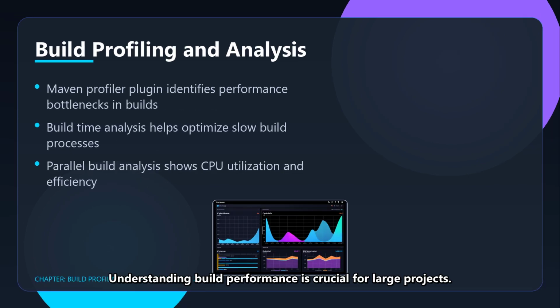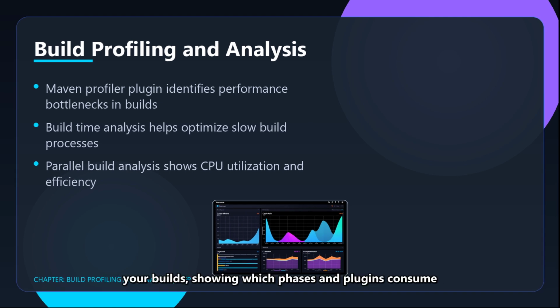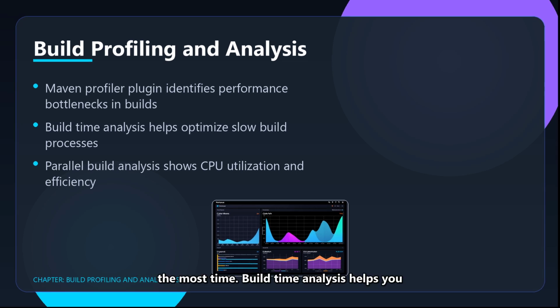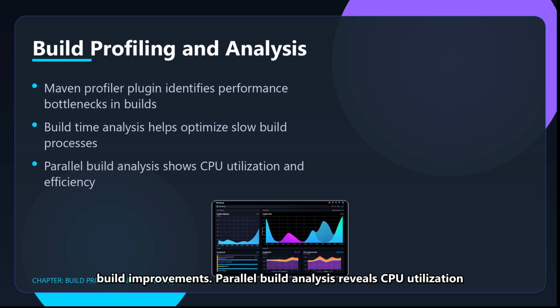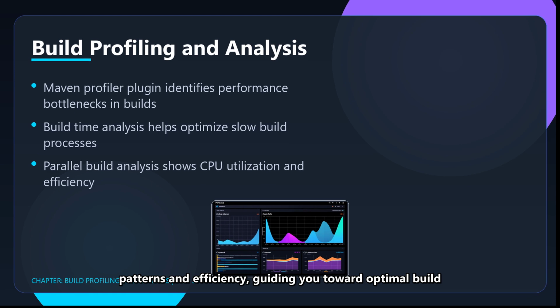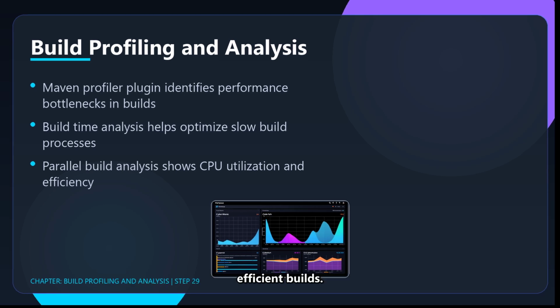Understanding build performance is crucial for large projects. Maven Profiler plugins can identify performance bottlenecks in your builds, showing which phases and plugins consume the most time. Build time analysis helps you optimize slow processes and make informed decisions about build improvements. Parallel build analysis reveals CPU utilization patterns and efficiency, guiding you toward optimal build configurations. These insights are invaluable for maintaining fast, efficient builds.